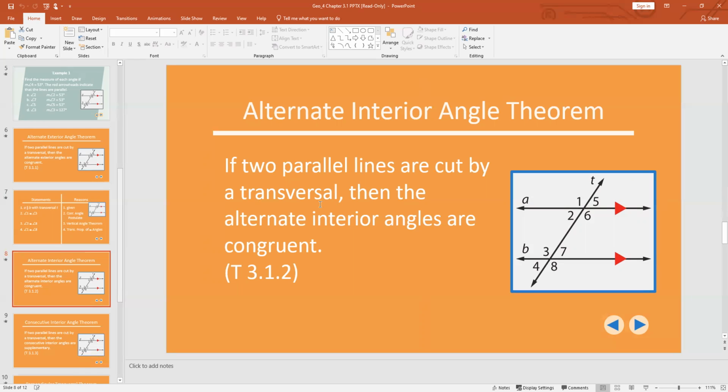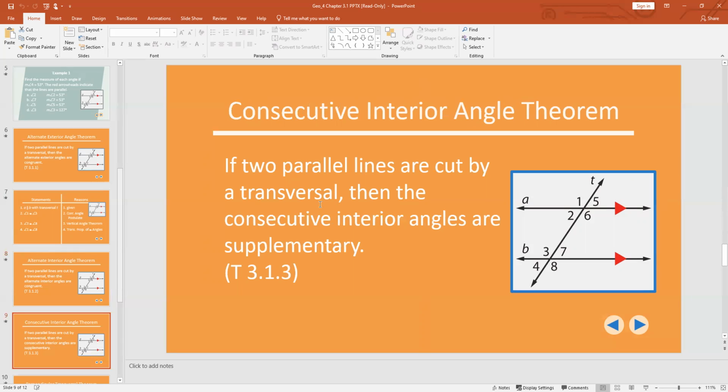And so you would have this on your note card, and then with your diagram, you would want to state that 2 and 7 are congruent, or their measurements are equal, and the measurements of angle 3 and angle 6 are equal.